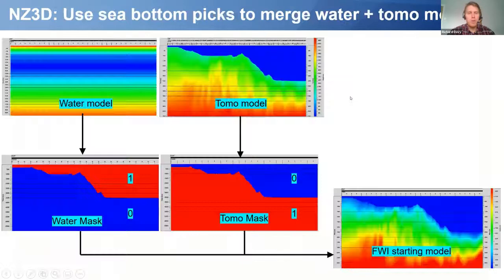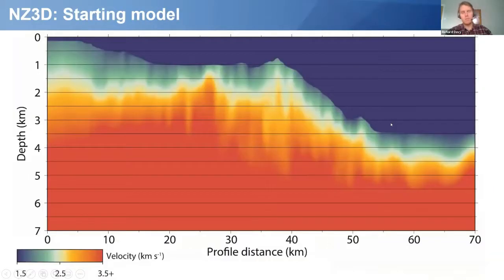To build our starting model, we take our water velocity model and tomography model. We make a mask using the seafloor depth that we had before, essentially cut these two out and stick them together, and we get our starting model. So this is our starting model. It's not much different to the tomography model, but the differences are subtle, yet very, very important.